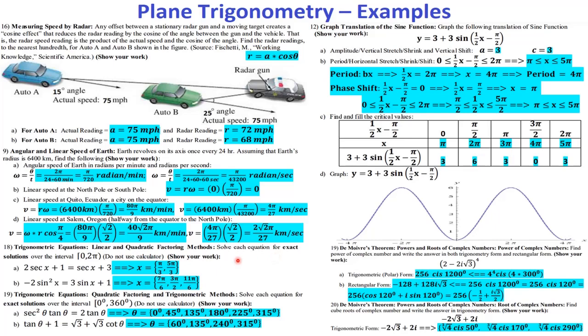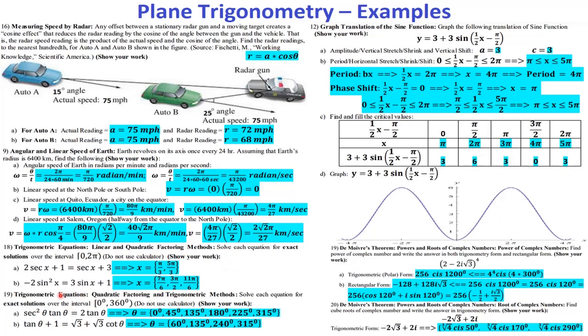Then I have here an example of solving a trigonometric equation: 2 sec x plus 1 equals sec x plus 3. When you solve this equation, you will end up with x equals pi over 3 and x equals 5 pi over 3. When you solve minus 2 sine squared x equals 3 sine x plus 1, this will give you x equals 7 pi over 6, 3 pi over 2, and 11 pi over 6. So this is in radians.